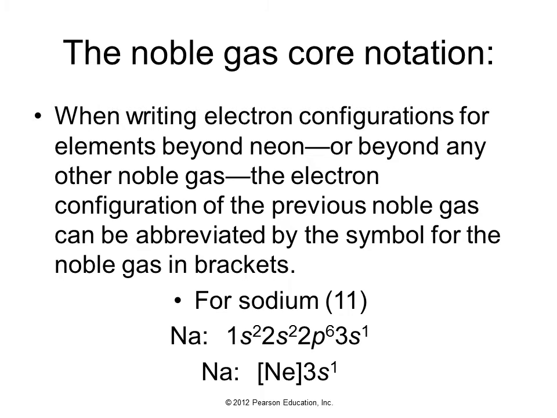The noble gas notation: when writing electron configurations for elements beyond neon, or beyond any other noble gas, it's a very long process, and this can be abbreviated simply by using brackets with the noble gas, which is all filled. For instance, sodium has 11 electrons. Here's the longhand: 1s2, 2s2, 2p6, 3s1. Notice that these are filled, and then we move up to the next, and that is the configuration of neon. So we can just say [Ne], which represents this amount, and then the 3s1 is the outer valence.